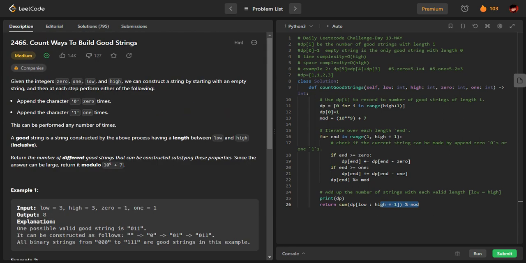Coming to the space and time complexity of it, because we are going to take an array which will start from 0 till high, the time complexity will be O of high. And because we are creating a new array, the space complexity will also be similar.